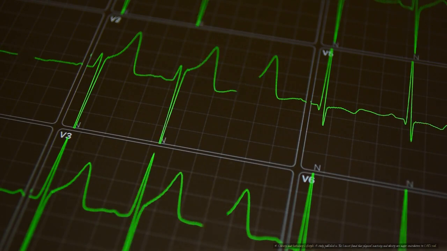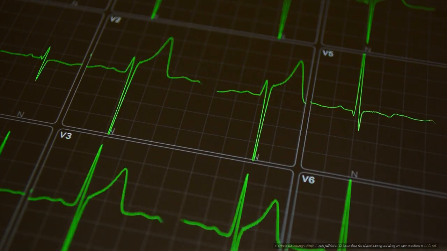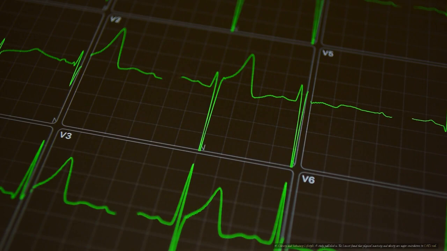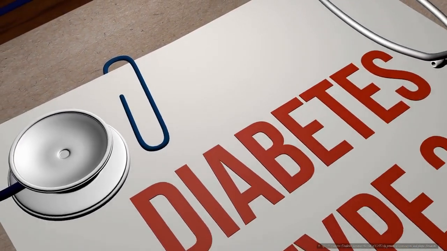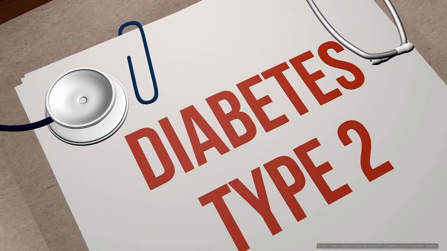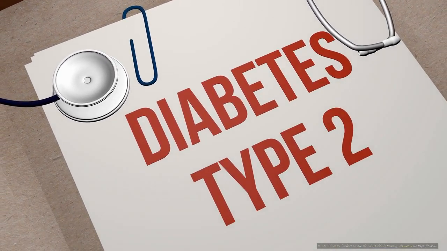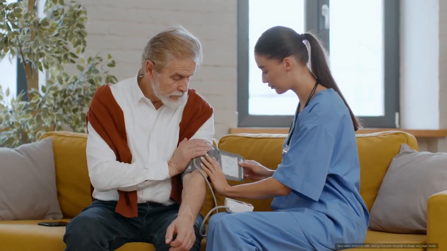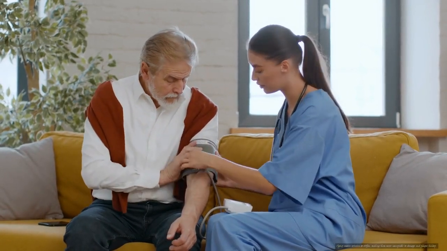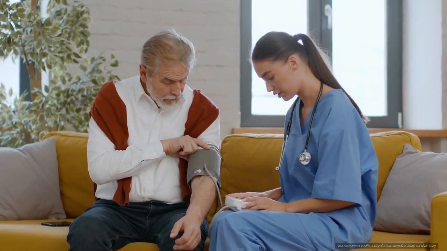4. Obesity and sedentary lifestyle. A study published in The Lancet found that physical inactivity and obesity are major contributors to CAD risk. 5. Type 2 diabetes. Diabetes increases the risk of CAD by promoting inflammation and plaque formation. Aging population. As life expectancy increases, so does the incidence of CAD. Aging causes arteries to stiffen, making them more susceptible to damage and plaque buildup.